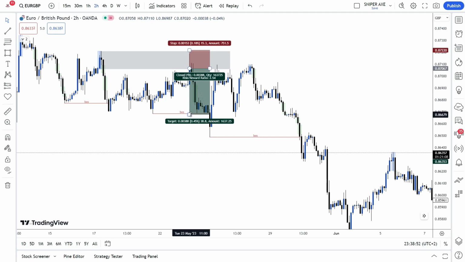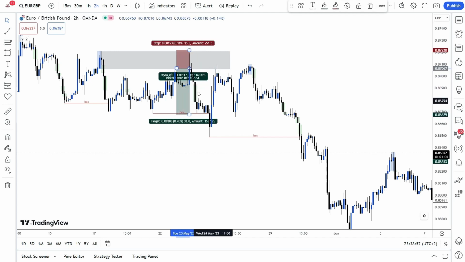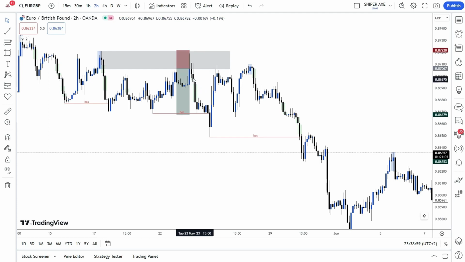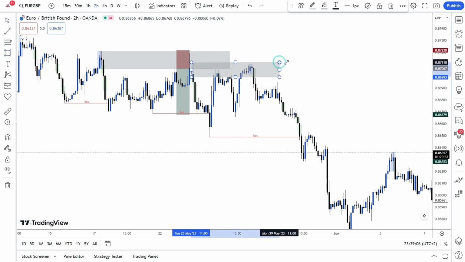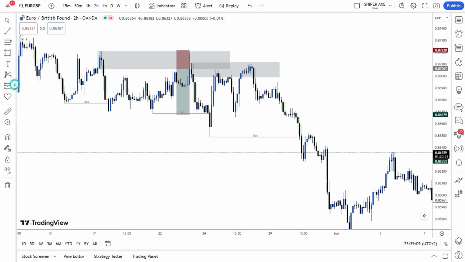It actually gave us another BOS, right? So us getting another BOS, we would actually want to study what's here. So there was some imbalance right there, another imbalance there. So that will actually make you take that order block that is right there and stretch it to the right. So let's see how that one performed as well, right?